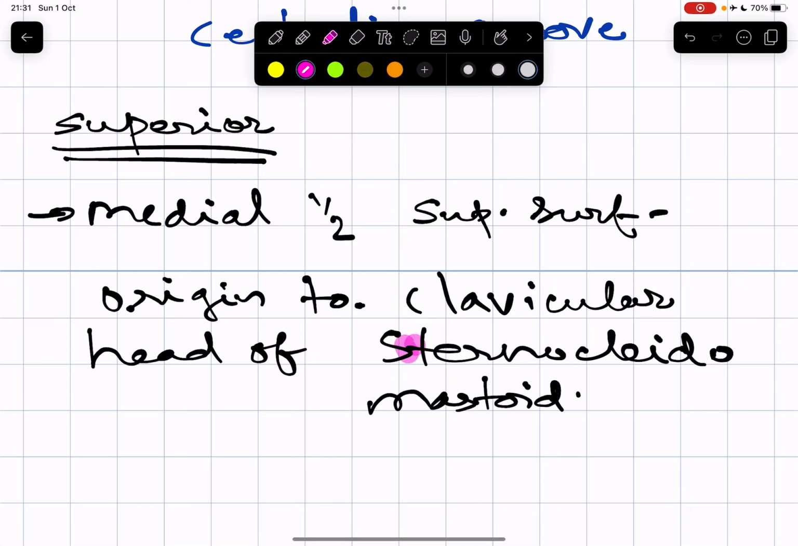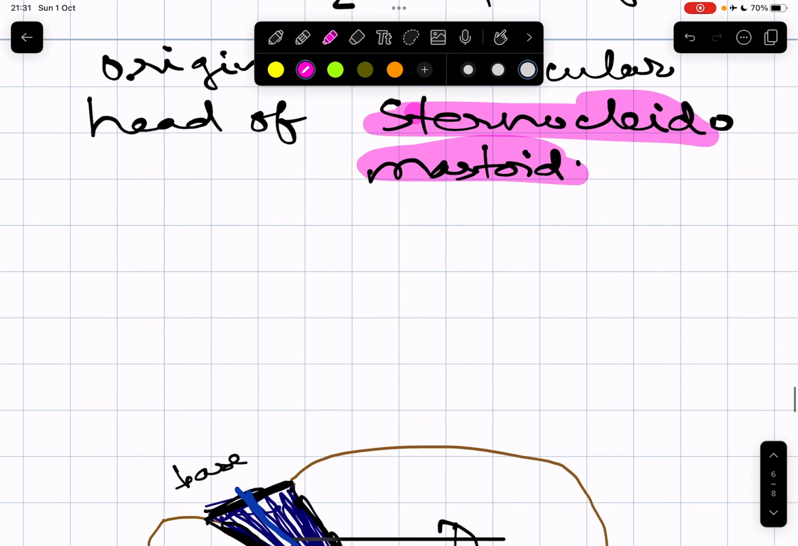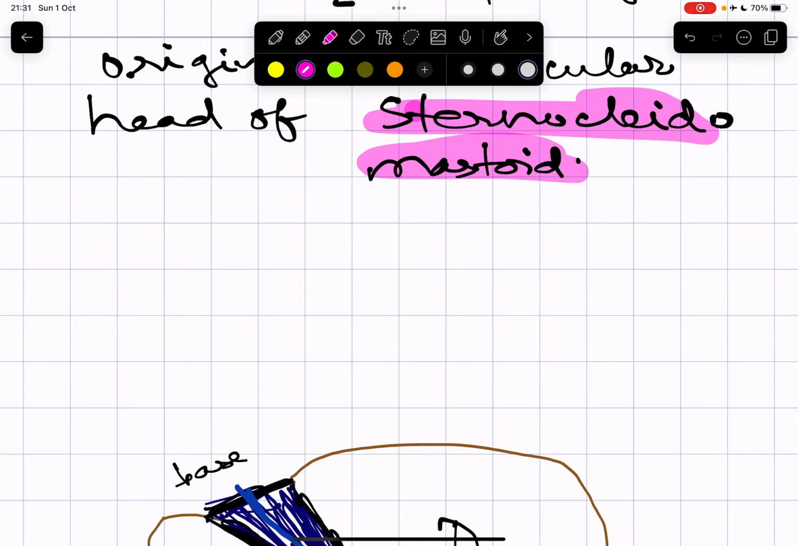Sternocleidomastoid, this one, the sternocleidomastoid muscle, that's from the superior surface. Now what happens in the lateral one third? In the lateral one third, the deltoid muscle taking origin from the anterior border also covers the anterior half of the superior surface of the lateral one third.